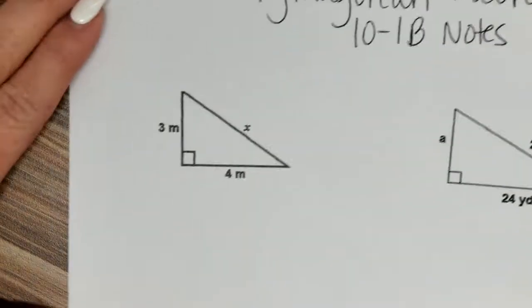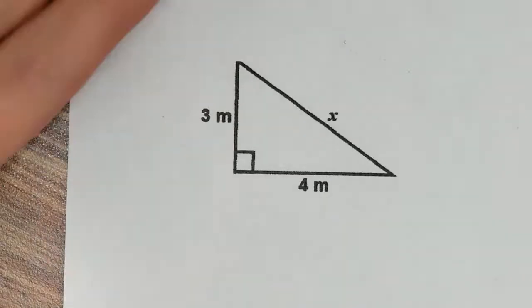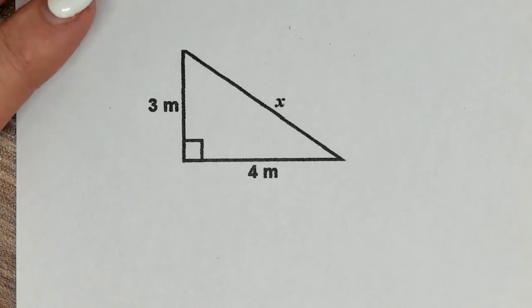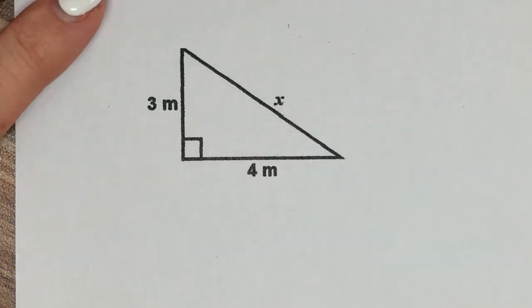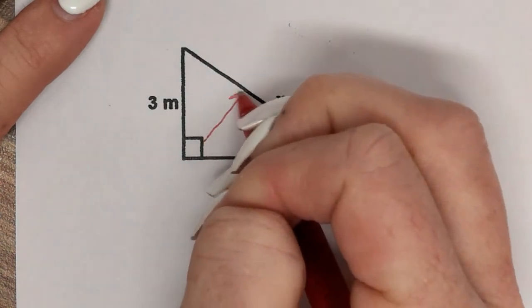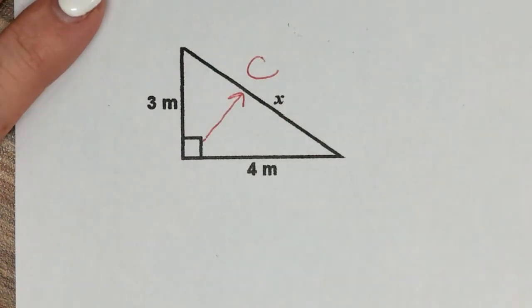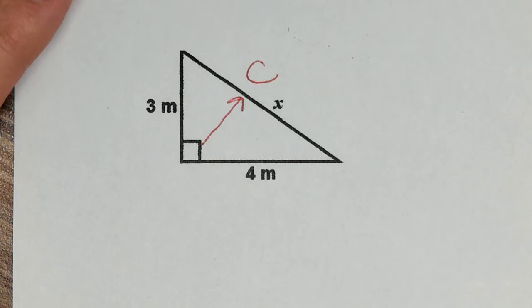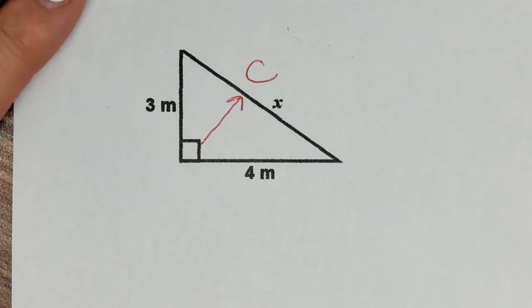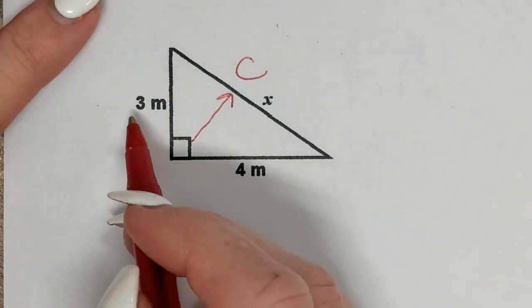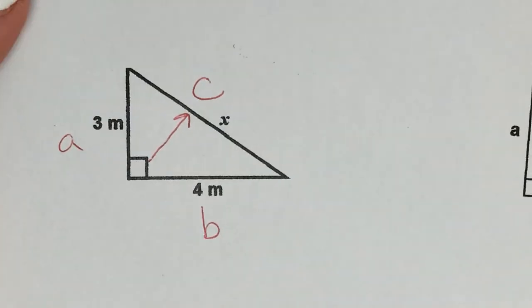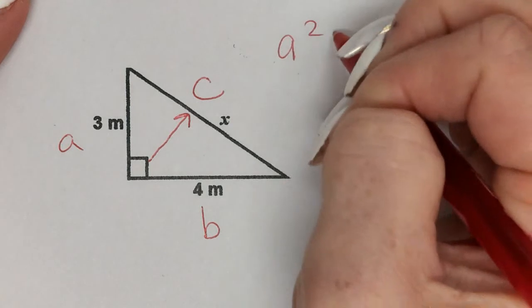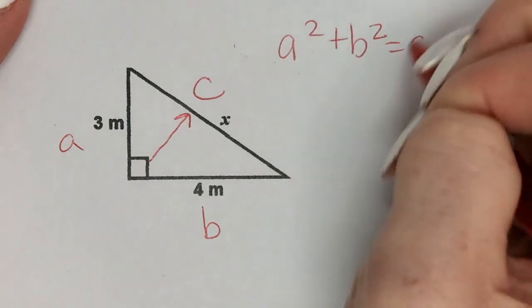All right. How do you know which side is side C? So everybody go label side C on the first example. Does it matter which side you pick for A and B? No. So what do y'all want the 3 to be? All right, write your formula. A squared plus B squared equals C squared.